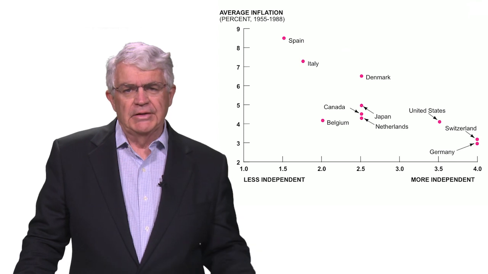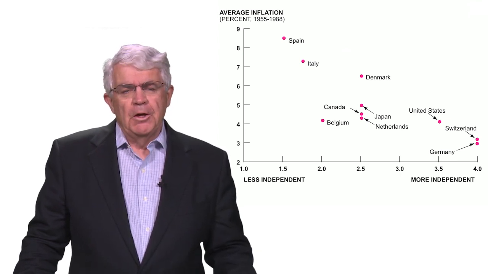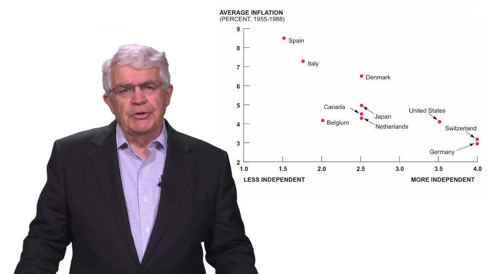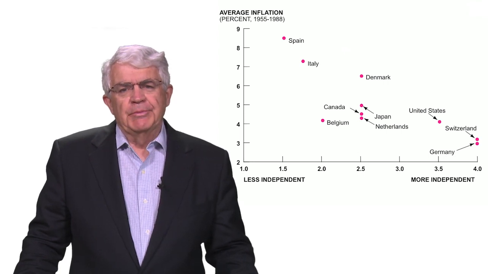Now, if you think about these reasons, you might want to see what kind of evidence there is. These are ideas, theoretical ideas. How does it work in terms of the numbers? Well, this is an important chart which was put together 20 to 25 years ago originally, which got people thinking about central bank independence and its importance.